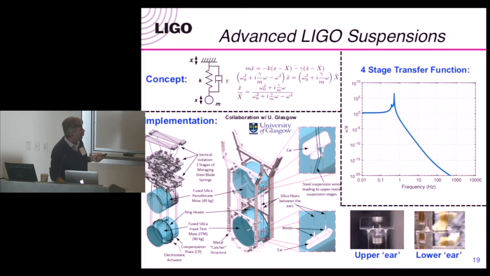We actually have 4 suspensions. So here's the mirror. Here's another mirror. It's actually not used as a mirror. It's just there as part of the suspensions. And then there are 2 more stages, and then these are all suspended. So we basically have 4 chains of these things. And if you calculate the transfer function, this is basically the motion at the mass here, where we want to be quiet, over the motion at the platform here up above.